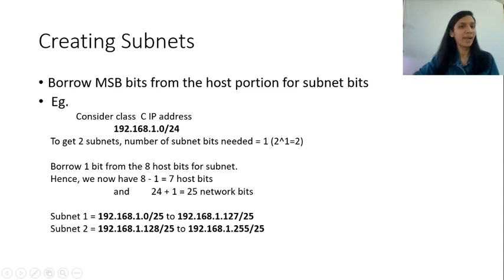Next, let us take a look at how to create subnets. In order to create a subnet, you need to divide the large network into small parts. So you need to have less number of bits being used for your host portion and more number of bits for representation of network. For example, if you consider a class C IP address, which is 192.168.1.0/24, here you have got 24 network bits and you have 8 host bits.